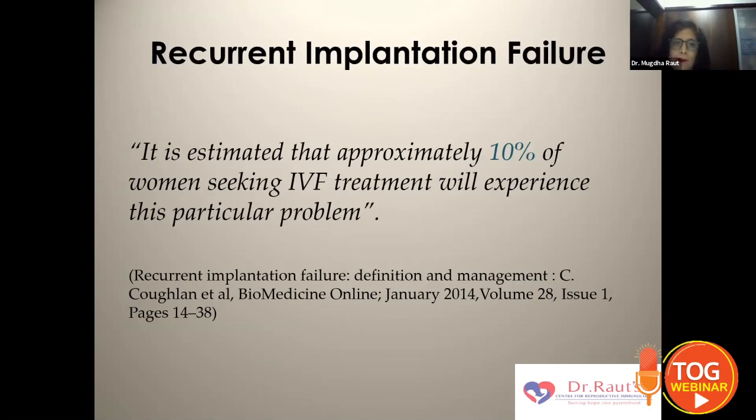The same is in the IVF. It is estimated that approximately 10% of women seeking IVF treatment will experience recurrent IVF failure.